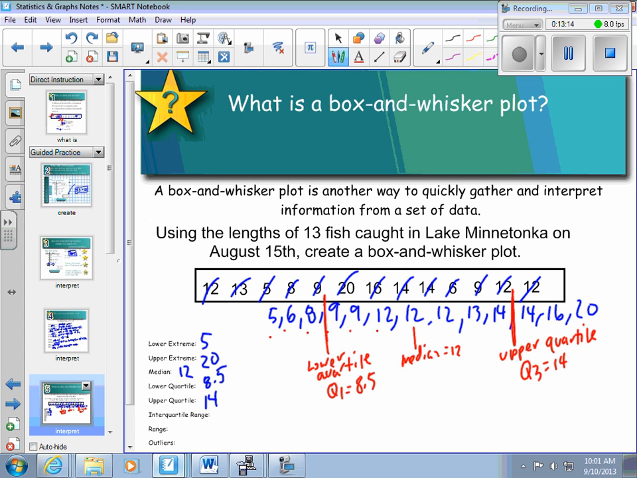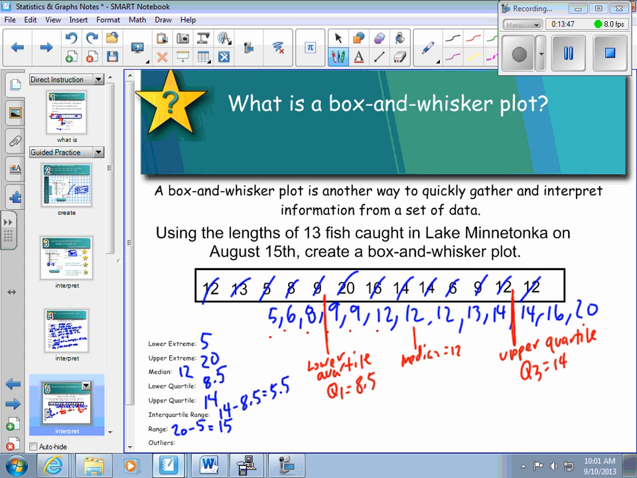Our interquartile range then would be the difference. So if you take 14 minus 8.5, 14 subtract 8.5 is going to be 5.5, our interquartile range. Our total range of our whole thing would be the upper extreme minus the lower extreme. So here 20 minus 5 means our range is 15.